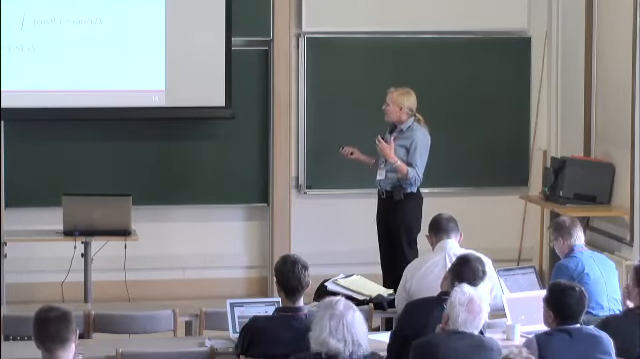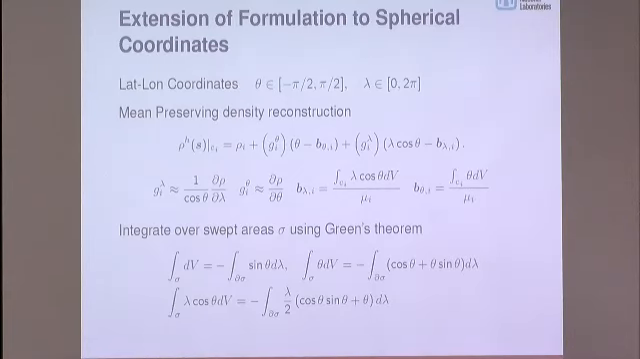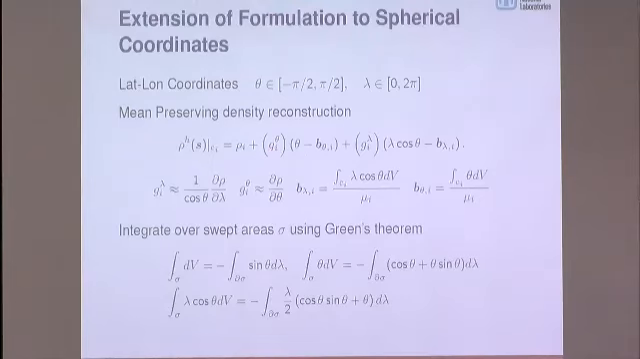So finally, everything I've talked about so far has been in Cartesian coordinates. What are we doing for spherical coordinates? As a start, we've implemented it in lat-long coordinates. And in that case, our mean preserving density reconstruction looks like this, where the g_i^θ, g_i^λ now are approximations to gradients that look like this.